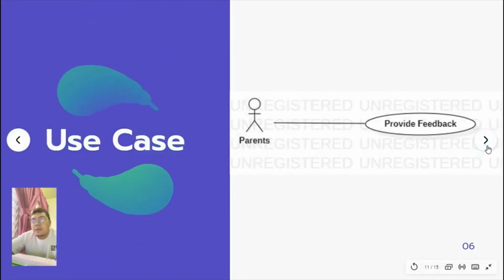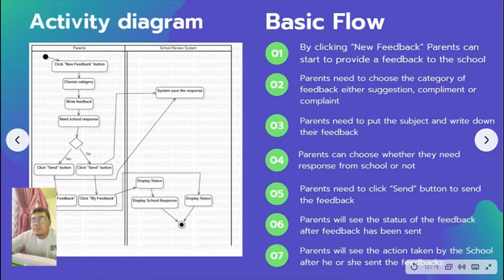First, by clicking the new feedback button, the parent can start to provide feedback to the school. And then choose category. The parent needs to choose the category of the feedback, either suggestion, compliment, or complaint. And then write feedback. The parent needs to put the subject and write down the feedback. And then the parent can choose whether they need a response from the school or not.